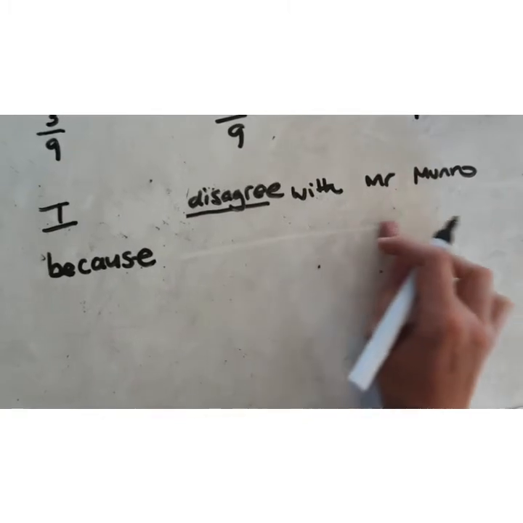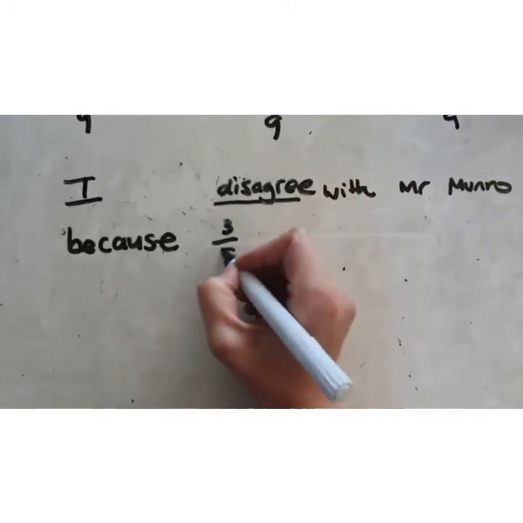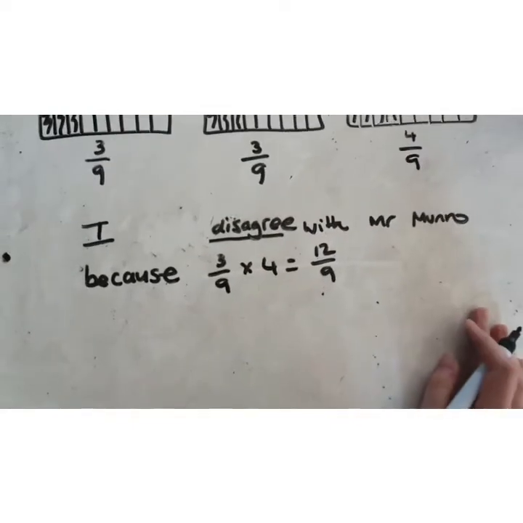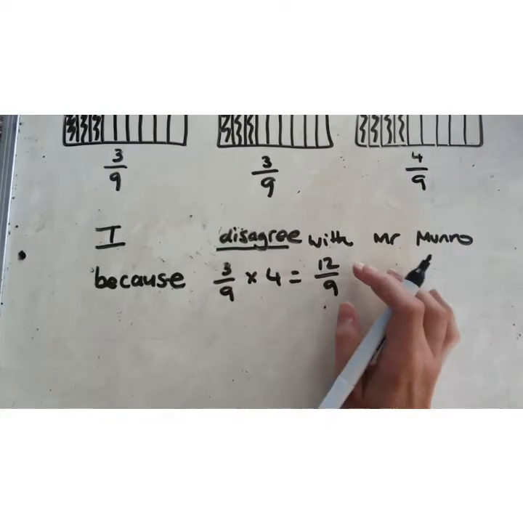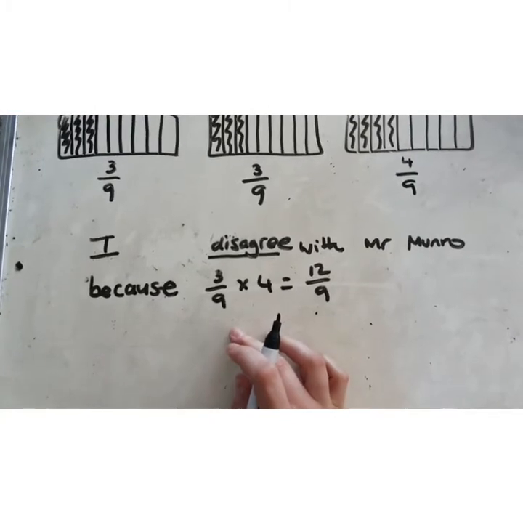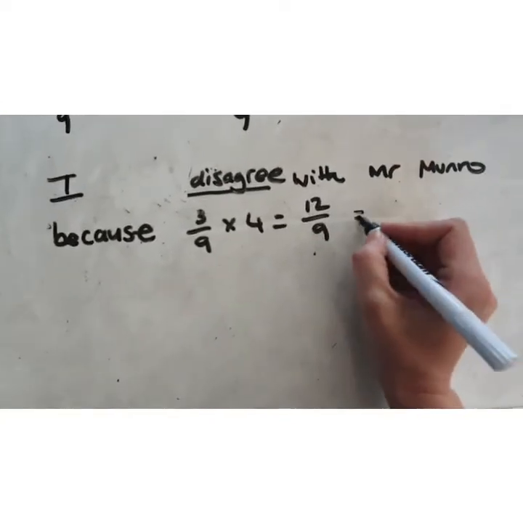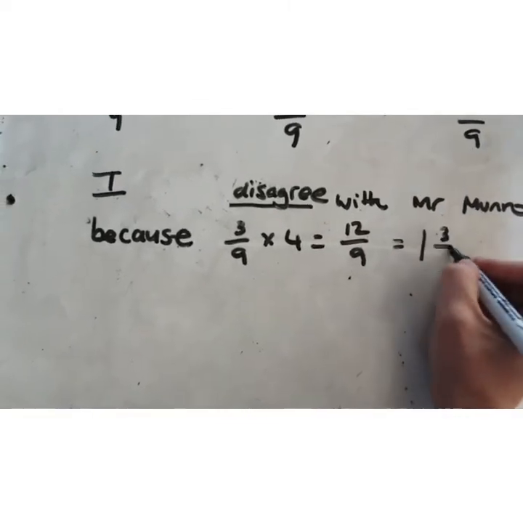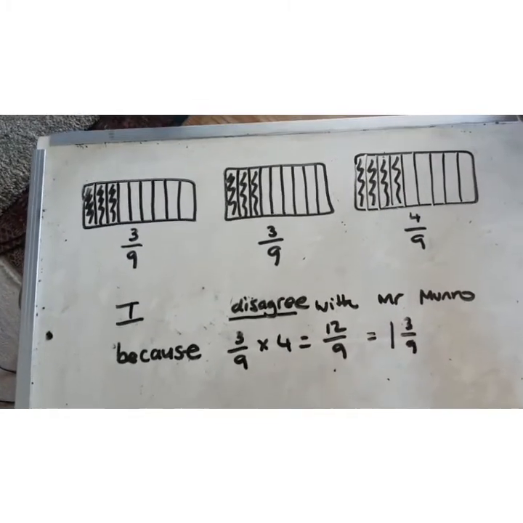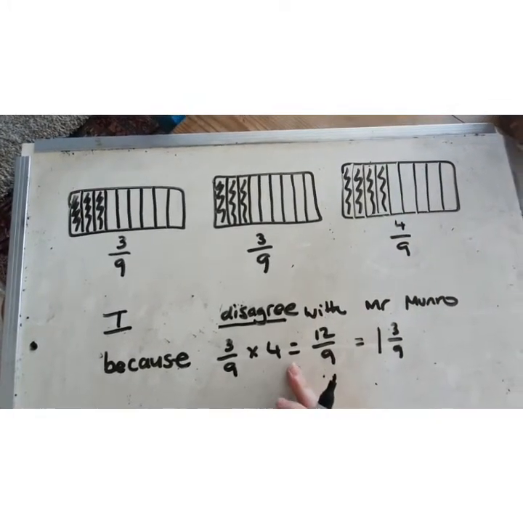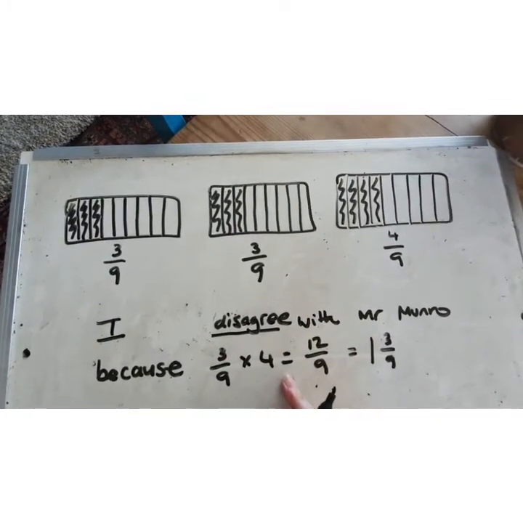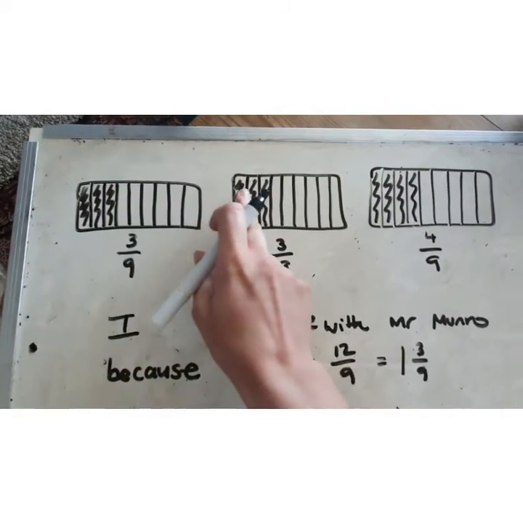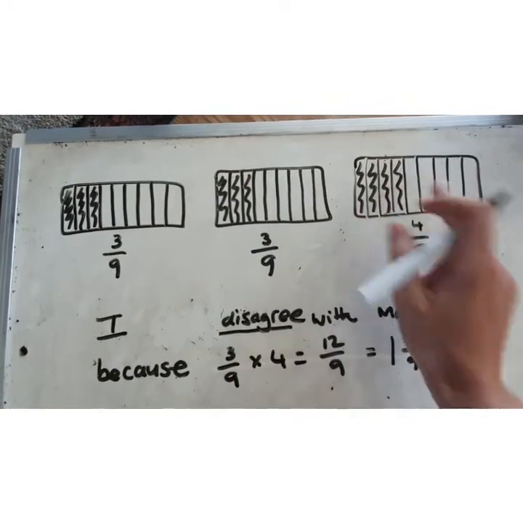Now one possible answer that you could write for this is 3/9 times 4 is 12/9. Okay, 3 times 4 is 12. Our denominator stays the same. Now 12/9 is the same as 1 whole, so that's 9/9, and 3 left over. Okay, that would mean we have 12/9 coloured in. Now let's see, do we have 12/9 coloured in? 1, 2, 3, 4, 5, 6, 7, 8, 9, 10.